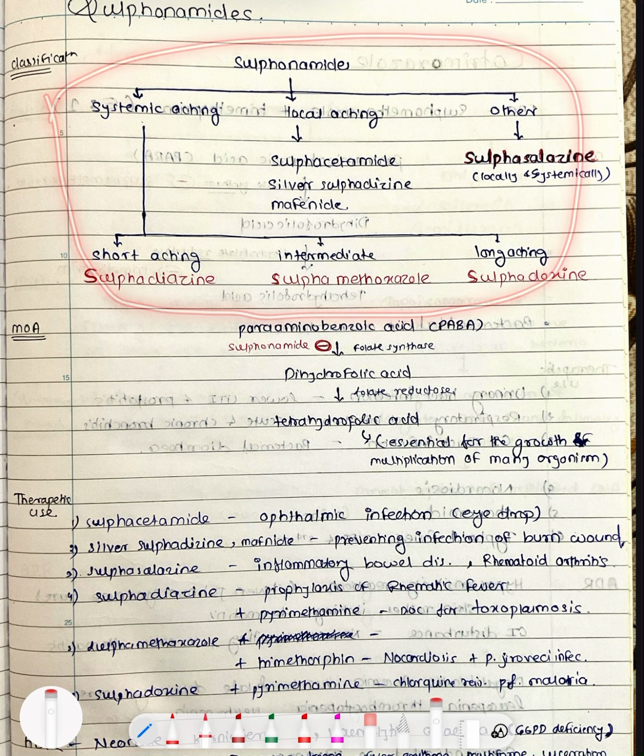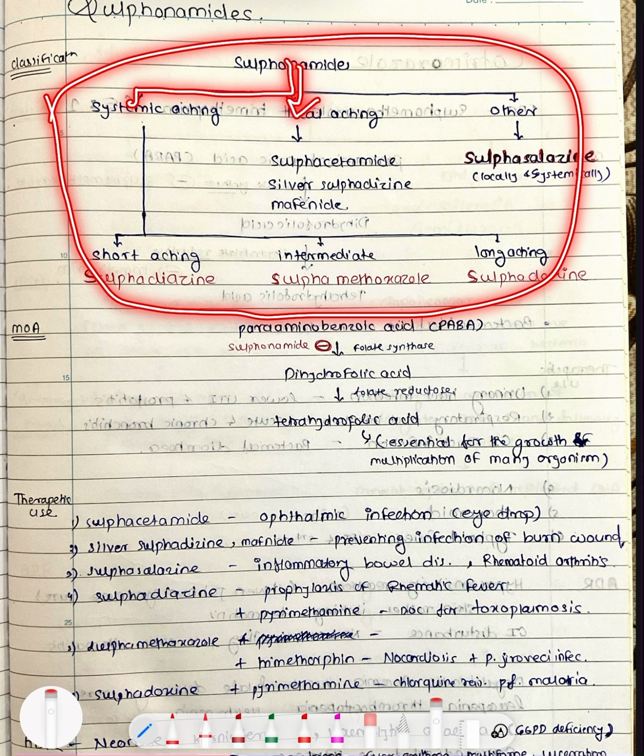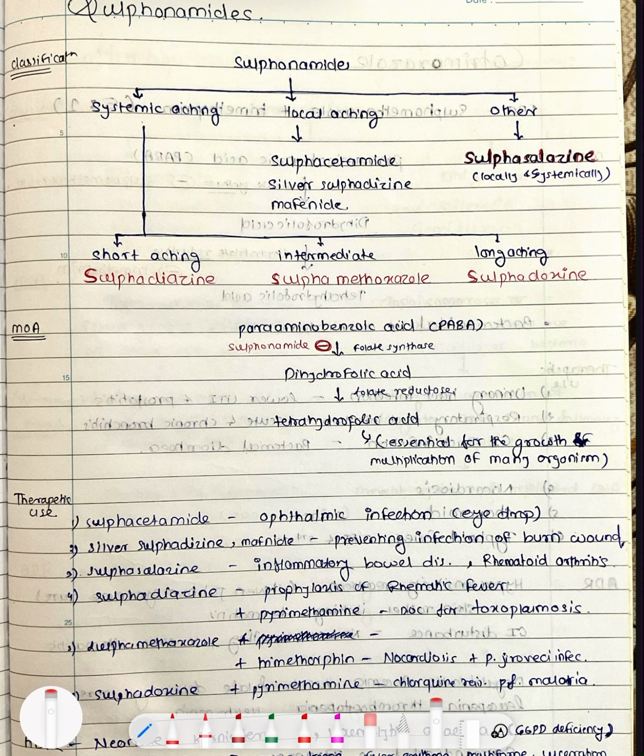Sulfonamides are classified into three types. First, systemic acting; the second, locally acting; and the third, both systemically as well as locally acting. The systemically acting can be further divided into three categories. First one is the short acting, second one is the intermediate acting, and third one is the long acting.